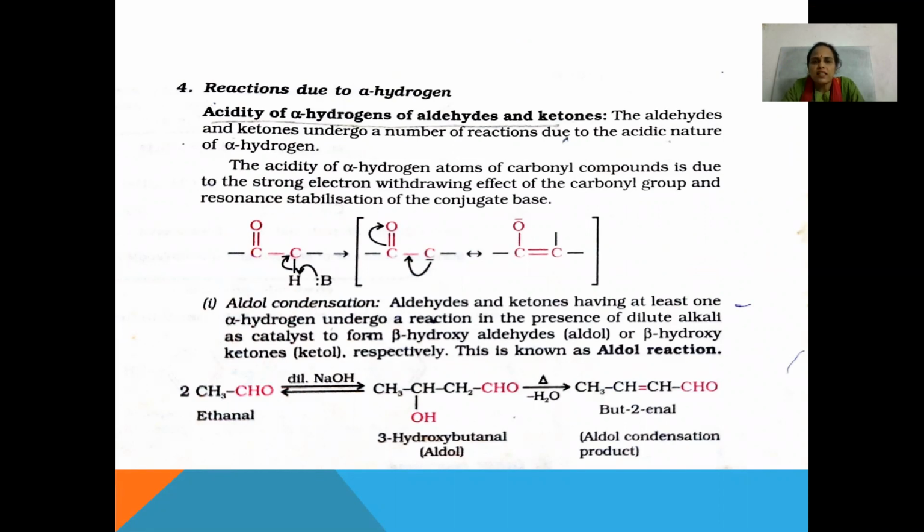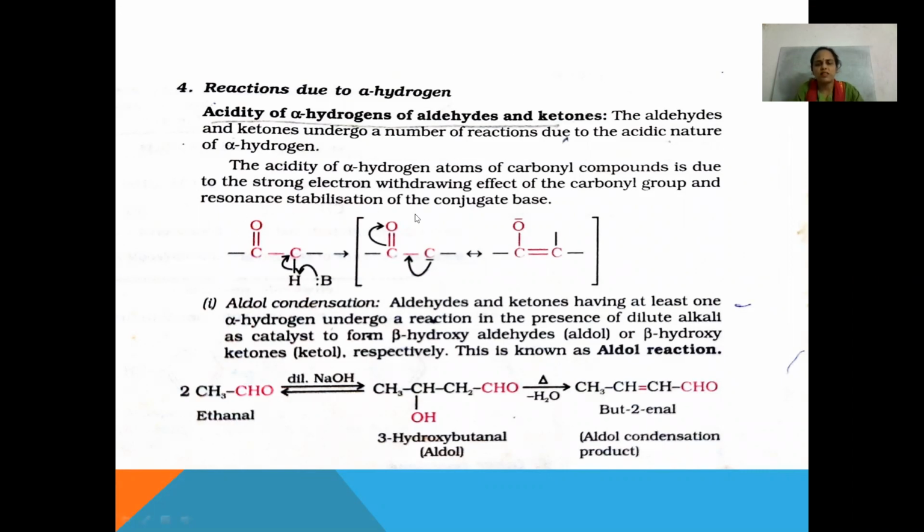The aldehydes and ketones undergo a number of reactions due to the acidic nature of alpha hydrogen. The acidity of alpha hydrogen atoms of carbonyl compounds is due to strong electron withdrawing effect of the carbonyl group and resonance stabilization of the conjugate base.